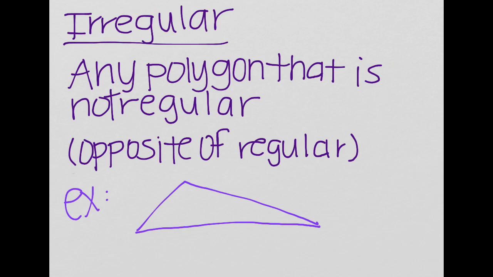Okay, now let's look at an irregular polygon. An irregular polygon is any polygon that is not regular. So basically, it's the opposite of regular. There's no other way to categorize it. So for example, this triangle here is irregular because the sides are not equal, right? And the angles are again not equal.